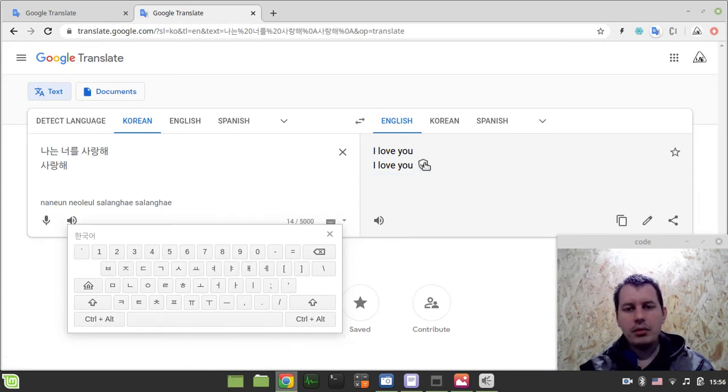So this is absolutely the same. Both translations are absolutely fine. You can say it like this and you can say it like this. And this is the basic pattern for probably one of the simplest possible sentences in Korean.